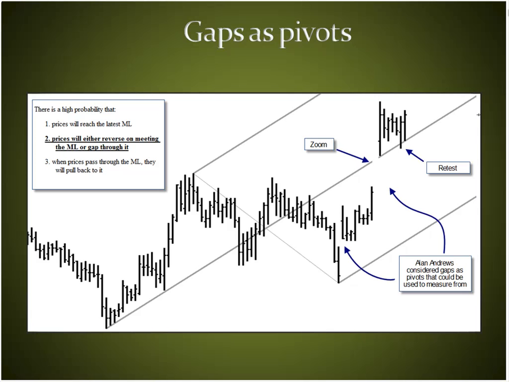Dr. Andrews considered gaps to be pivots. He considered them as swing high and swing low pivots. So each gap could be a swing high or swing low. These pivots can act as support or resistance, or they can be used to draw a median line. Now, if you think about it, this makes sense that we can measure from these points because they're often extremes, at least locally extremes.